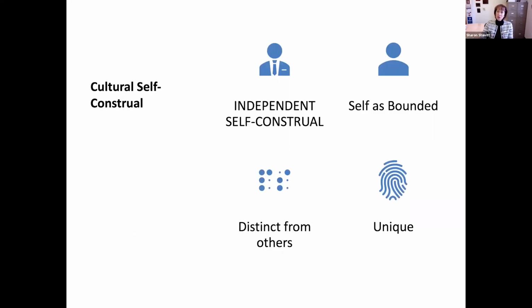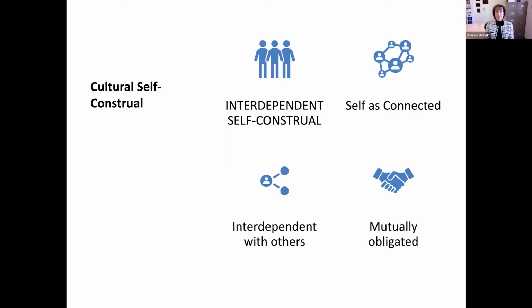So cultural self-construal or cultural self-views differ in these basic ways. The independent self-construal, which is characteristic of individualistic cultures, views the self as a bounded, separate entity, distinct from other people and unique. And we're socialized to emphasize those unique aspects and to be motivated by them.